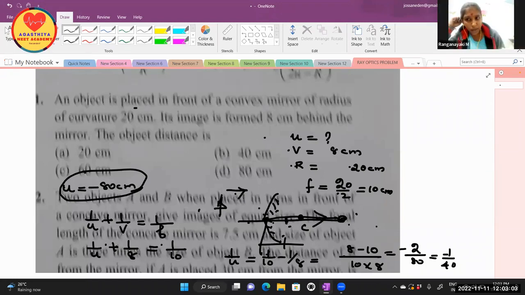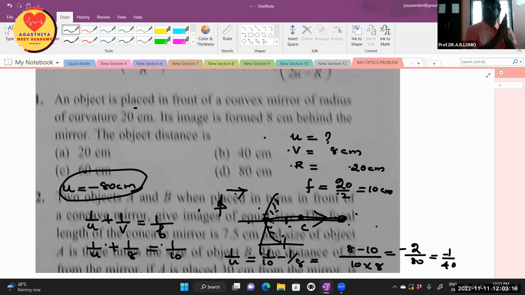But they have given the option as positive, sir. That is not a problem. Usually in all the conditions, whether it is a convex mirror or concave mirror, the object will be placed on the left hand side. Automatically it will be on the negative side. Don't worry about that. Only if the answers were given as minus 80 and plus 80 would you get confused. Here there is no problem, all are on the positive side. All the values are different. Therefore, definitely it will be 8 centimeter. Okay, right.